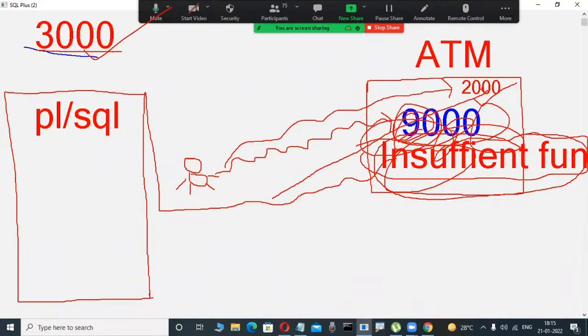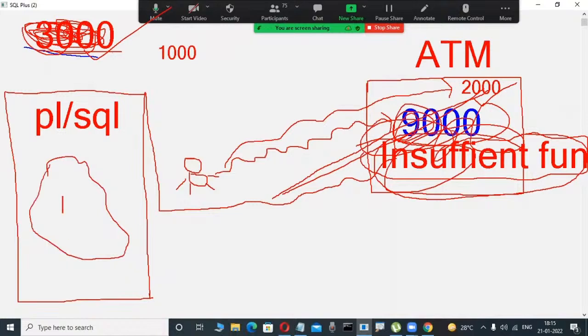Now, whenever we withdraw 2,000, what is the available balance? Here 3,000 minus 2,000, that is 1,000. I want that to be reflected in my database. Otherwise, if 2,000 is withdrawn and 3,000 still remains available, the total banking system would collapse. All those transactions are written through coding only. That's why PLSQL developers are required in a project.